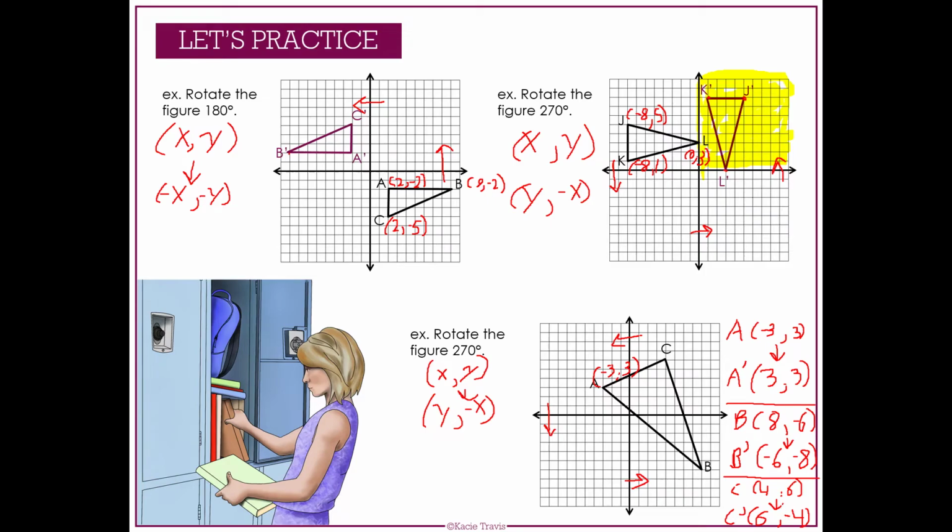Let's see if that all makes sense for what we got. Let's check it out. All right, let's check. So A prime over here is at 3, 3, like I said. B prime is over here at negative 6, negative 8. And C prime is at 6, negative 4. So you can follow along with the rotation so that you're able to go through and deal with that. Okay? All right, let's get to our next set of practice, people.